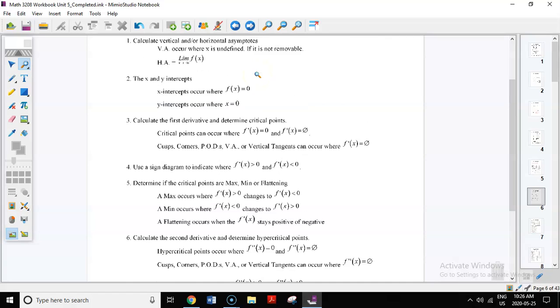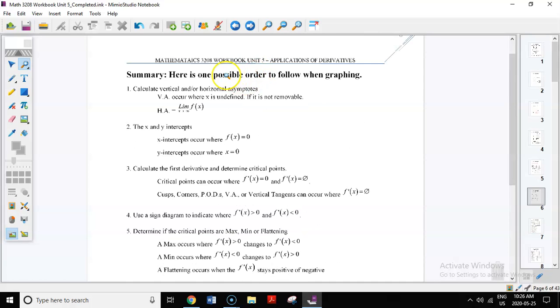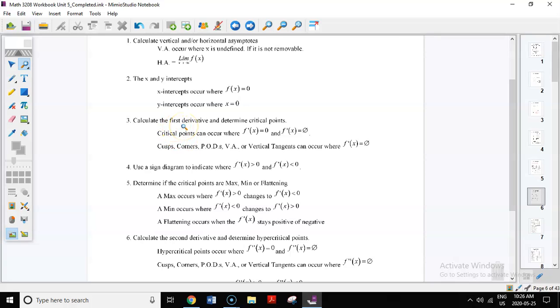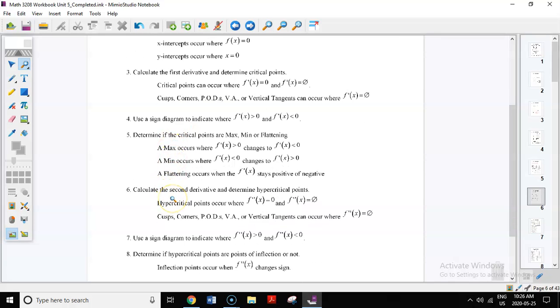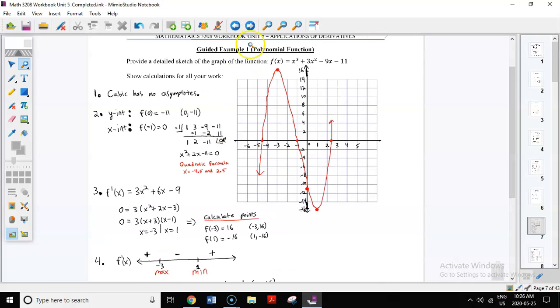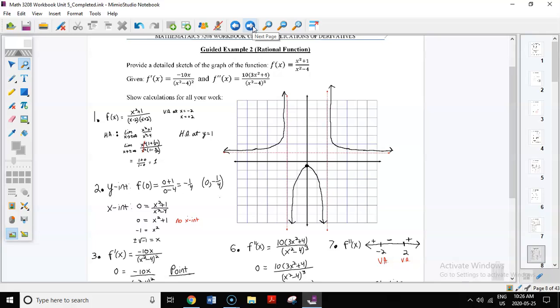This is just a summary of one way to graph it. It doesn't really matter the order. I just do asymptotes first with limits if I need to, then all of my intercepts. Then I do the first derivative stuff and the second derivative stuff. So I'm going to put these notes up filled in when I get this video done.